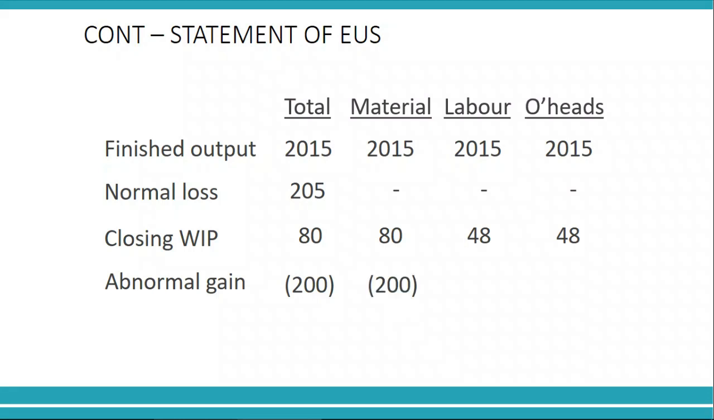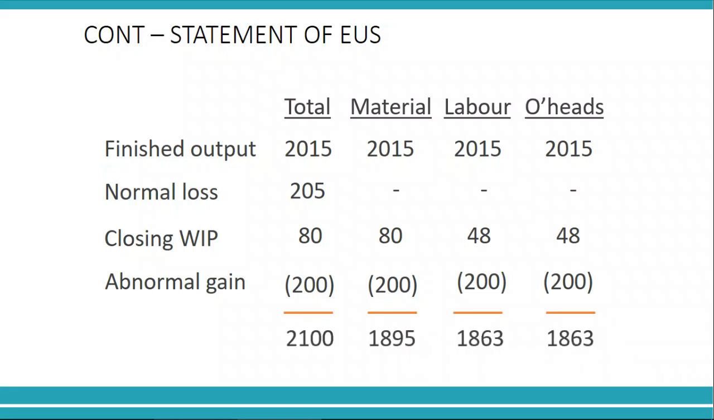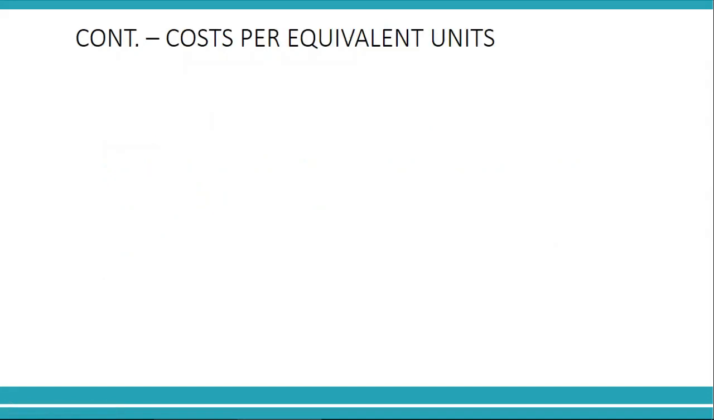So abnormal gain is 200 units, and we subtract it from material as well, and labor and overhead. So now what you have, you've got 2100 units here, and 1895 units of material, 1863 units of labor, and 1863 units of overhead. This was your statement of equivalent units. Now you need to calculate cost per equivalent unit.